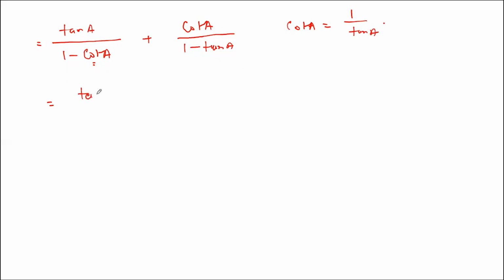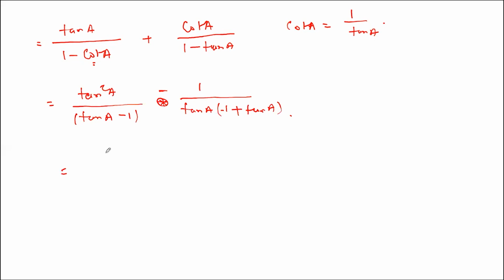So this will be tan square A upon tan A minus 1, plus this cot will be 1 by tan A, upon 1 minus tan A, right? So this is tan A minus 1, this is 1 minus tan A. If I take the minus sign out, there will be a minus sign, which we have to remove, right? So tan A minus 1 is the same in both cases. So this will be tan cube A, taking LCM, minus 1 upon tan A into tan A minus 1, right?